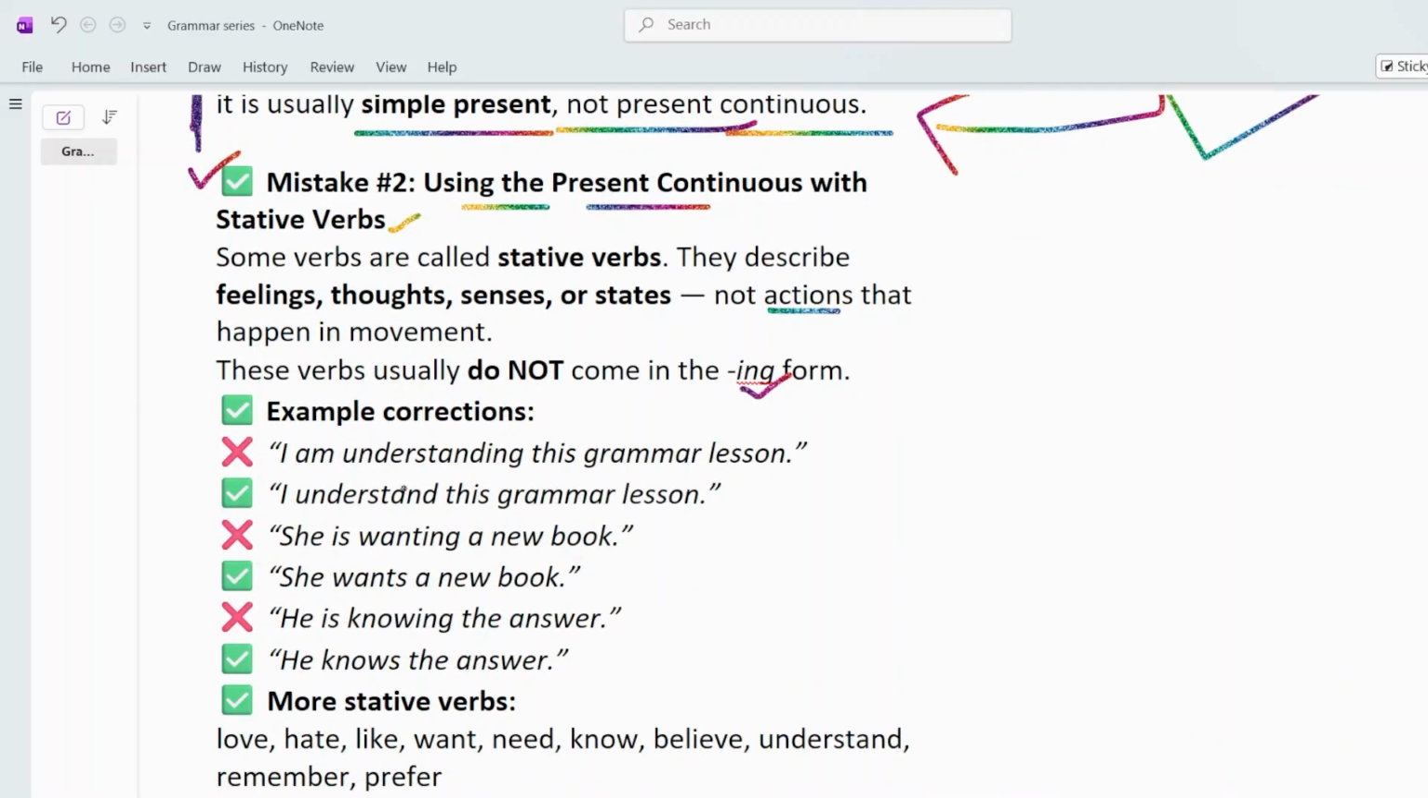Let's look at some examples. I am understanding this grammar lesson. No way. It cannot be done this way. I understand this grammar lesson is the correct sentence. She is wanting a new book. It's a want. At that point of time, you're not going to be using your present continuous tense. It's automatically going to change into your simple present, that is, she wants a new book. She is knowing the answer. No, she knows the answer, or he knows the answer.